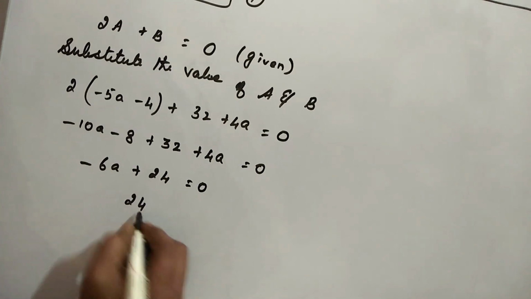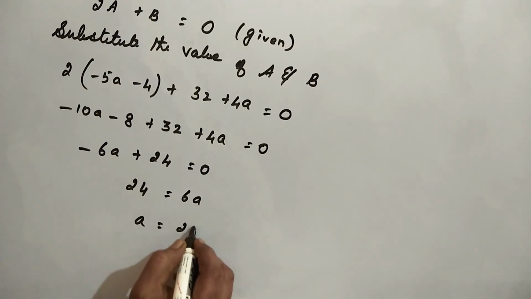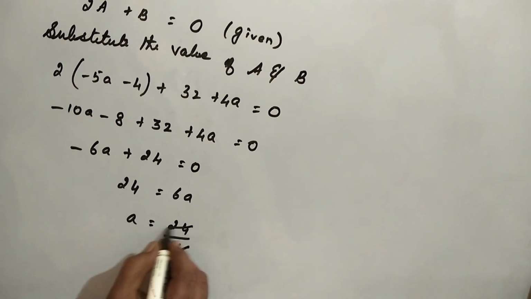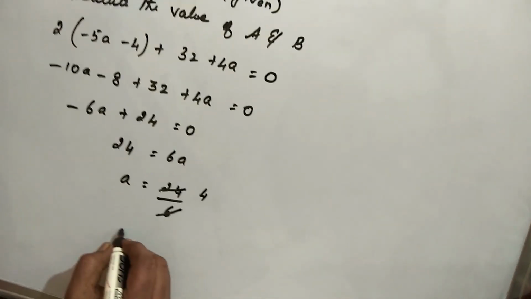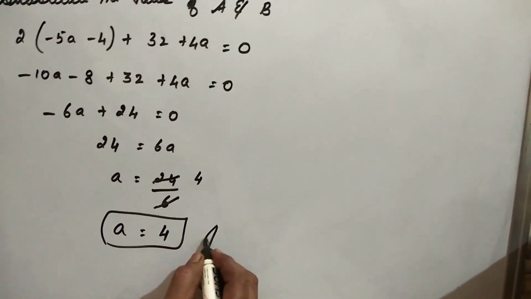Then 24 is equal to 6a. a is equal to 24 upon 6. You will get 6 4s are 24. So a is equal to 4. This is the answer.